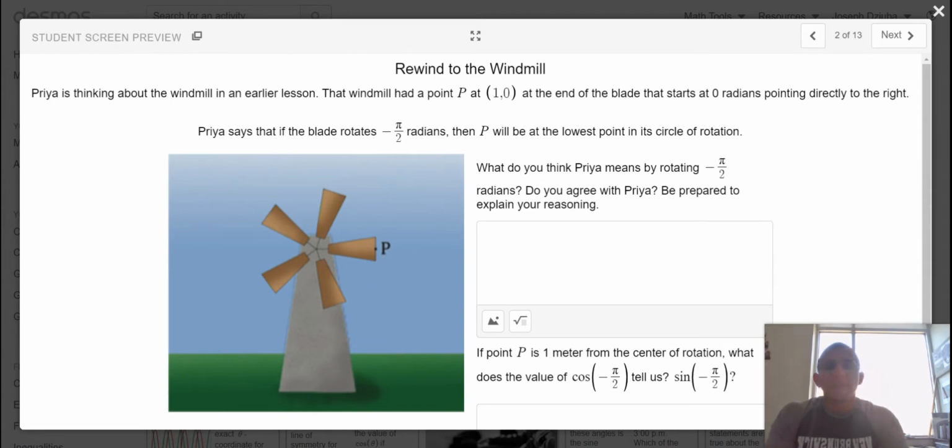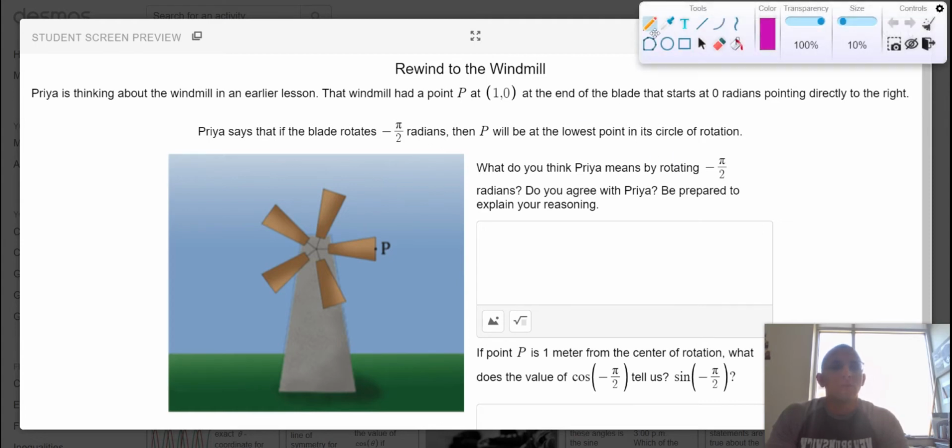So we've had this windmill quite often in an earlier lesson. Let's assume that point P is at the point (1, 0), starting at 0 radians, and the blade rotates negative pi over 2 radians. P will be at the lowest point in its circle of rotation. That lowest point would be here. Right, that would be the lowest value for P.